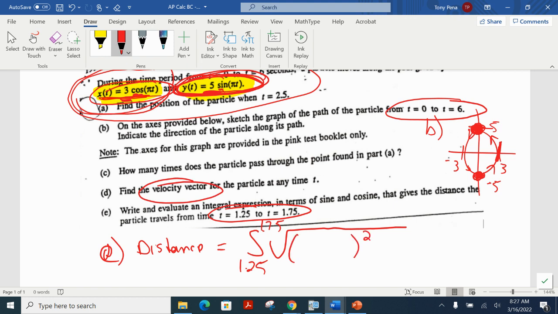All right, so again, it's just the derivative of these, so it's negative 3 pi sine of pi t, squared, plus, do the same thing with the y's here. That was what? 5 pi cosine of pi t. All right, let me just double check that real quick before I sign off. Yeah.